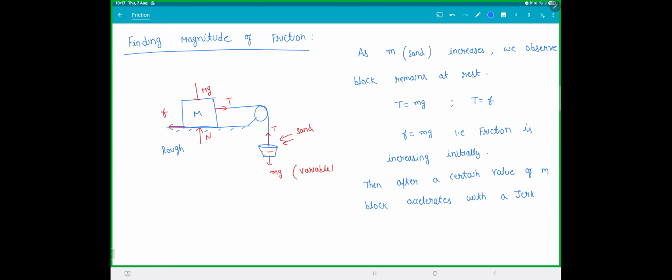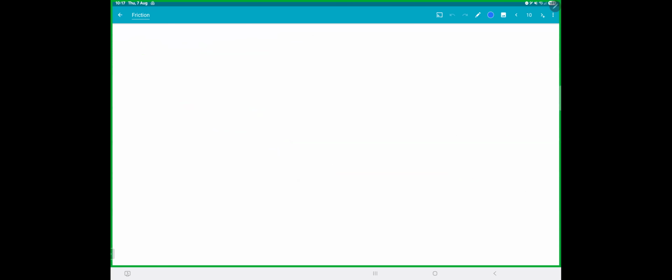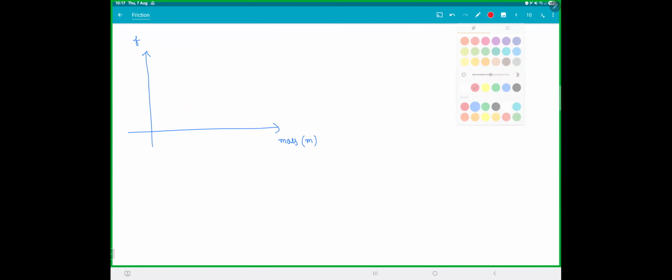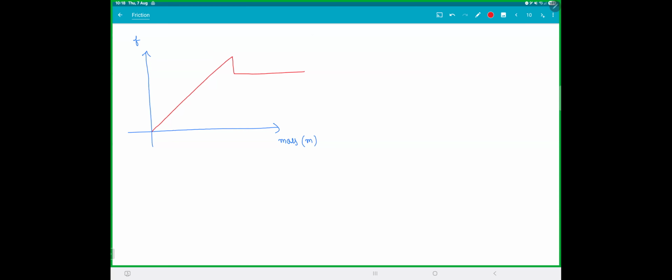The friction is not letting you go, and then suddenly it just leaves and the block flies off. Something of that sort. It doesn't fly off, it moves off. So if you try to plot this graph, this is what we notice. Measuring all these values in the experiment, and when you plot the value of friction versus the mass of the sand, this is the graph we get. The graph increases linearly, and then at some point it just drops and then becomes constant. Now we need to see why it drops and why it becomes constant.